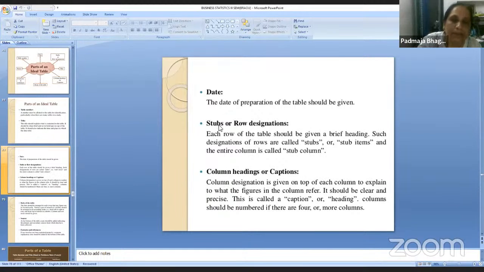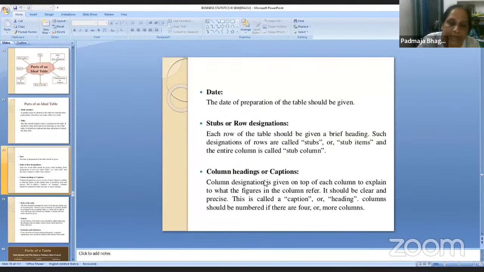Next, stubs or row designation means each row of the table should be given a brief heading. Means whether it is a tally bar, where it is giving the explanation. Okay. And such designation of rows are called stubs or stub items. The entire column is called the stub column.